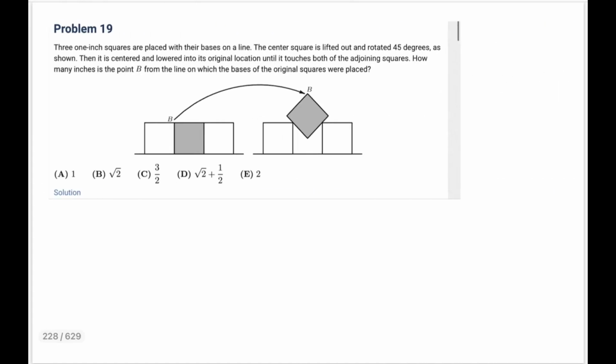Problem number 19. 3 1-inch squares are placed with their bases on a line. The center square is lifted out and rotated 45 degrees as shown. Then it is centered and lowered into its original location until it touches both of the adjoining squares. How many inches is the point B from which the bases of the original squares were placed? Okay, so what this problem is basically asking us to solve for this length, right?